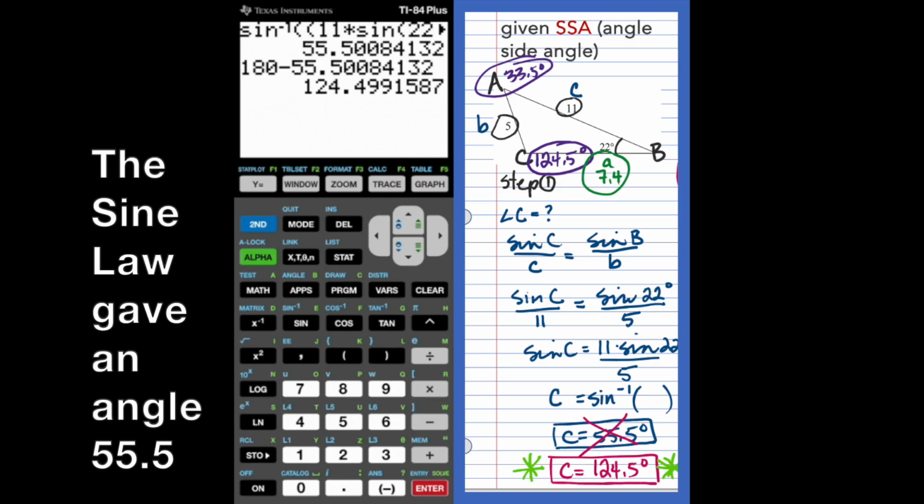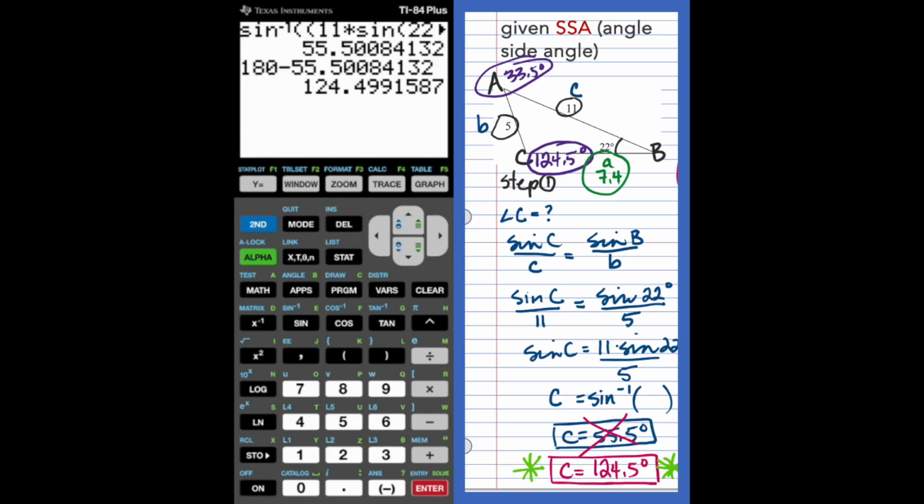In that example, when we used the sine law to find angle C, the calculator gave us 55.5 degrees. But when we looked at our drawing, we could clearly see that that angle needed to be larger. When it happens, just subtract that angle that you get from 180 degrees to get the angle that you need.